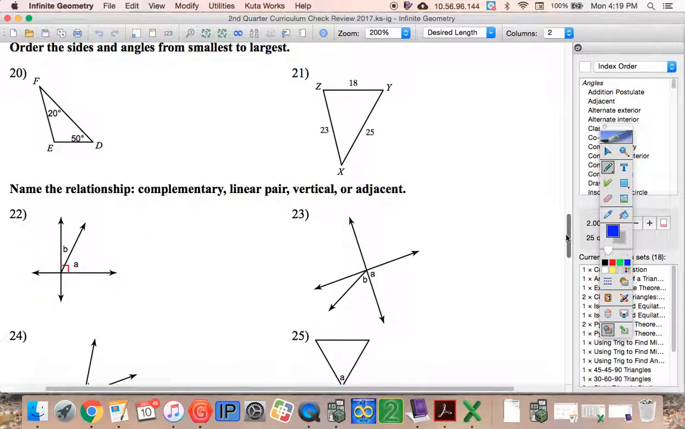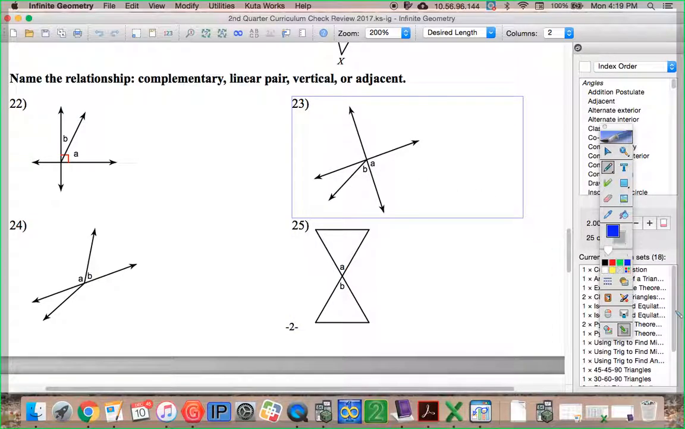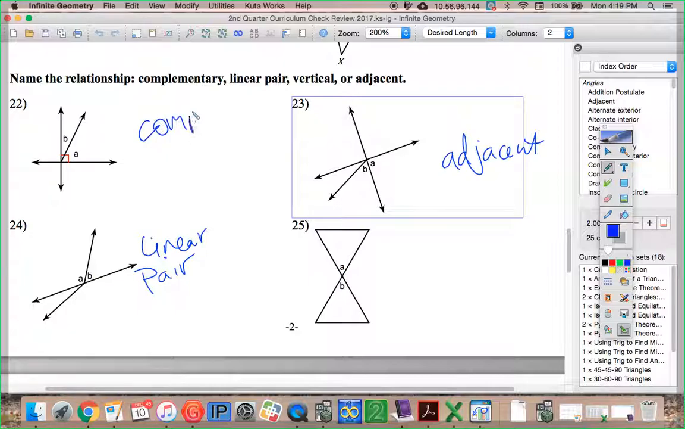I'm going to scroll down here. So I can't really do much other than just tell you these two are adjacent. They don't make a line, they don't add to 90, they're just adjacent. Now a linear pair is adjacent, but it also makes a line, so a linear pair is more specific. This makes a 90-degree angle, that's complementary, and these are vertical because they're across from each other. And that's it.